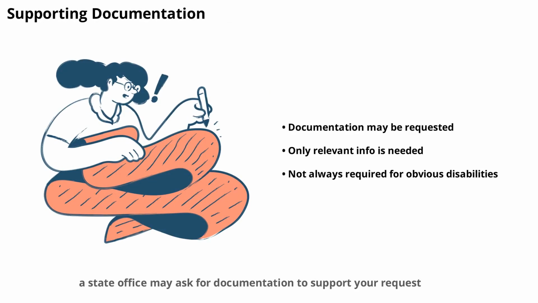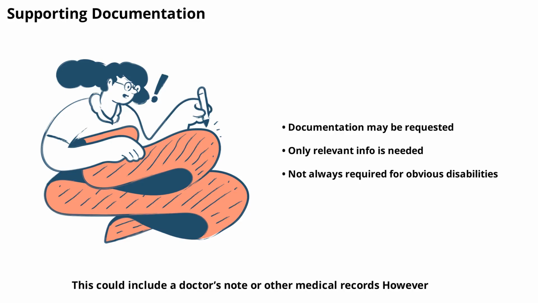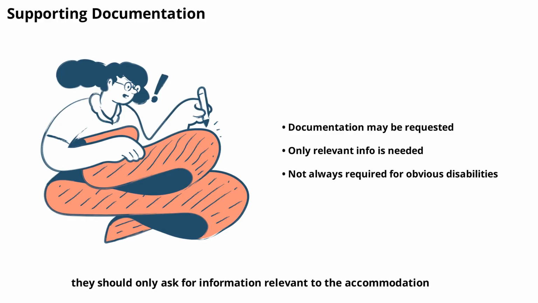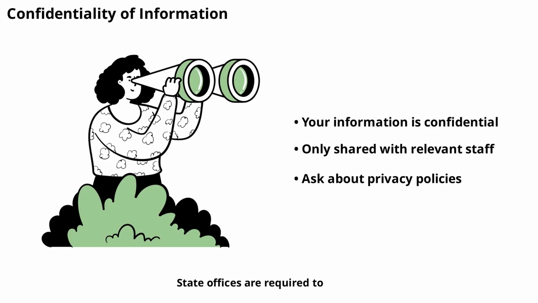Sometimes, a state office may ask for documentation to support your request. This could include a doctor's note or other medical records. However, they should only ask for information relevant to the accommodation, not your entire medical history. If you have documentation ready, it can help speed up the process, but you are not always required to provide it, especially for obvious disabilities. State offices are required to keep your disability information confidential.